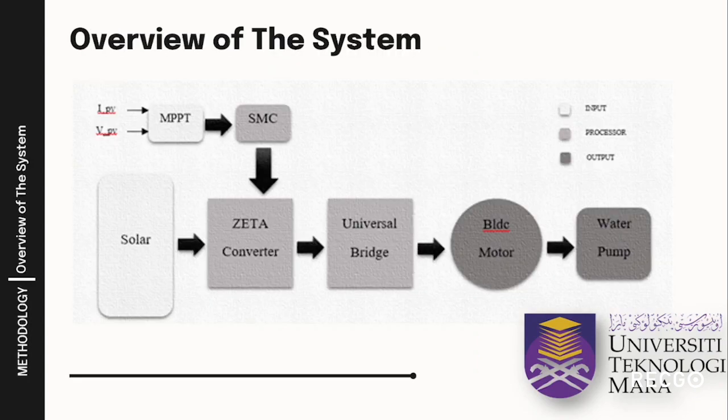For the overview of the system, I will explain a little bit about it. The system uses a solar panel as a power source, then it links to the MPPT and Zeta converter. The MPPT will maximize and stabilize the voltage at any time during the operation. The Zeta supplies DC to the BLDC motor to drive a water pump. It operates at fundamental frequency through electronic commutation. The high switching frequency and switching loss are thereby eliminated, so the efficiency of the proposed system will increase.